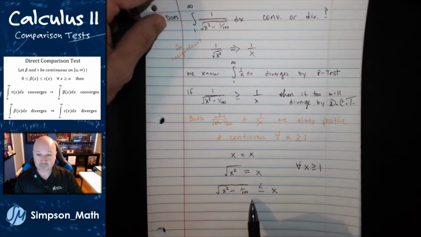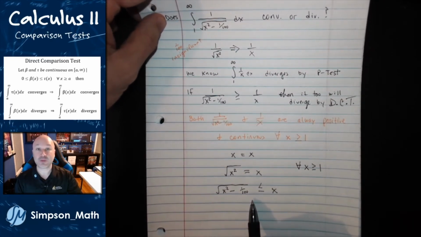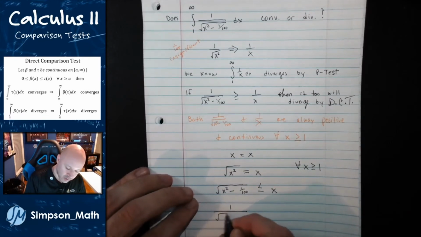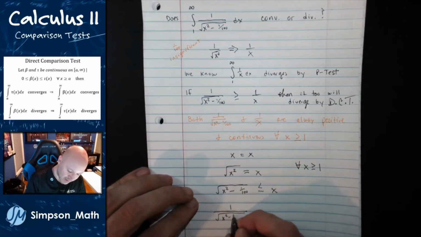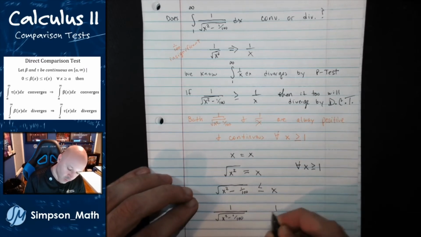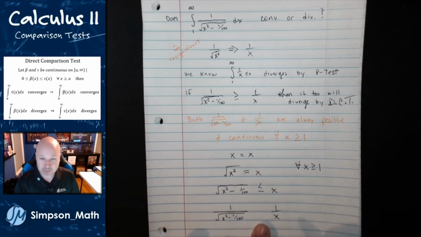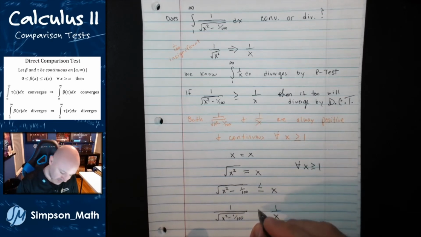All right. Now I'm going to do my reciprocal trick. If I can reciprocate this thing, 1 over the square root of x squared minus a little bit, 1 over x, how does that affect my inequality? It's going to flip it, as long as I'm, again, talking about those big values.